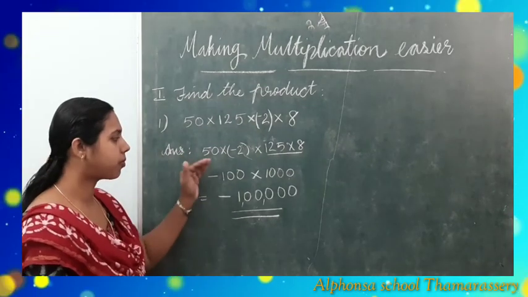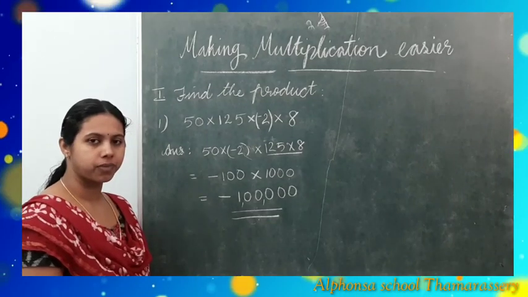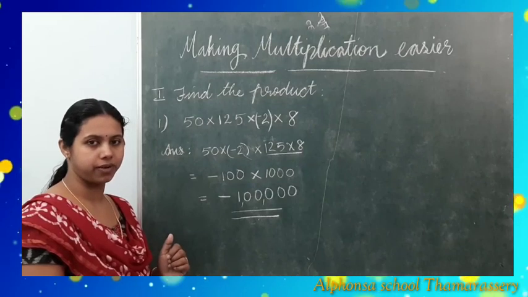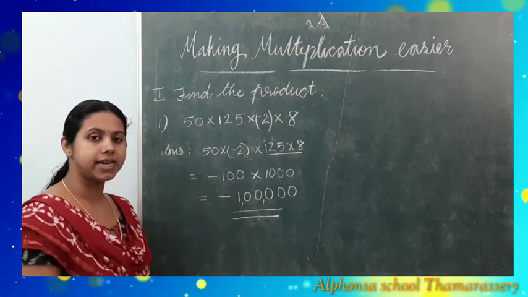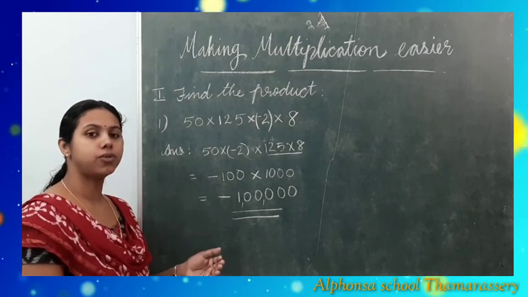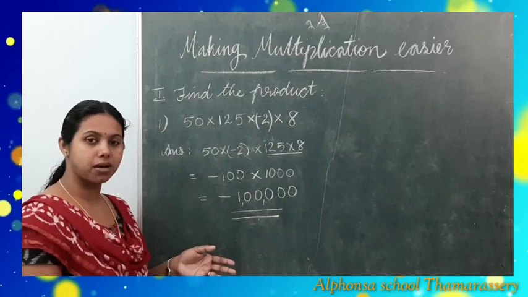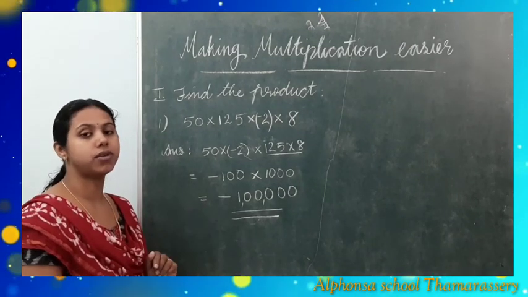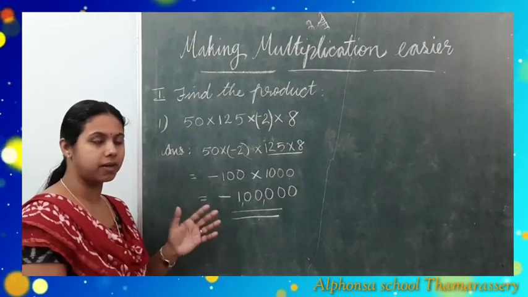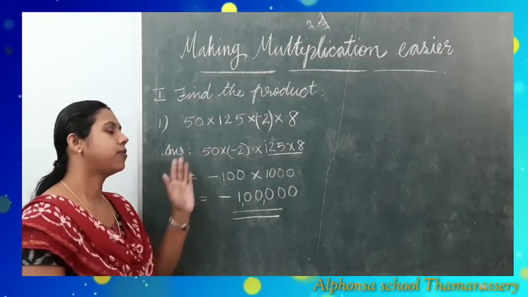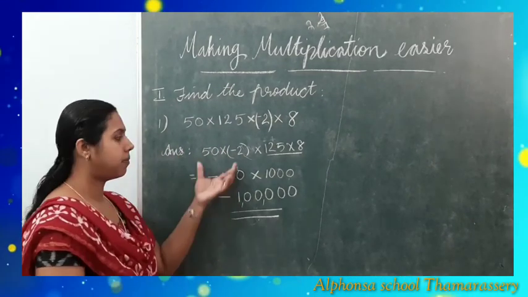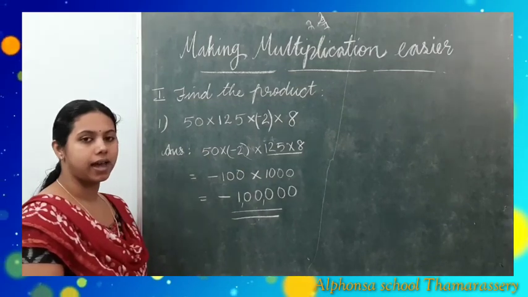So which property did we use here? We know that it's the associative property of multiplication. Let A, B and C be integers. Then A into B into C equals A into B into C, with grouping. So here more than 3 numbers are there. If you make groups in these and multiply, then you will get the answer.